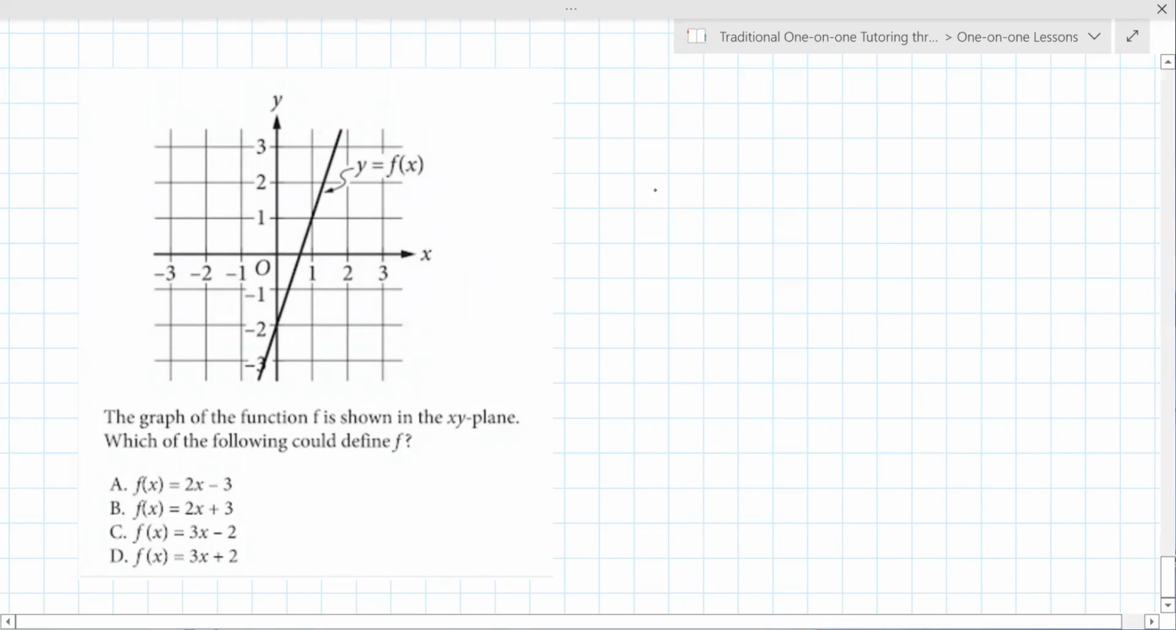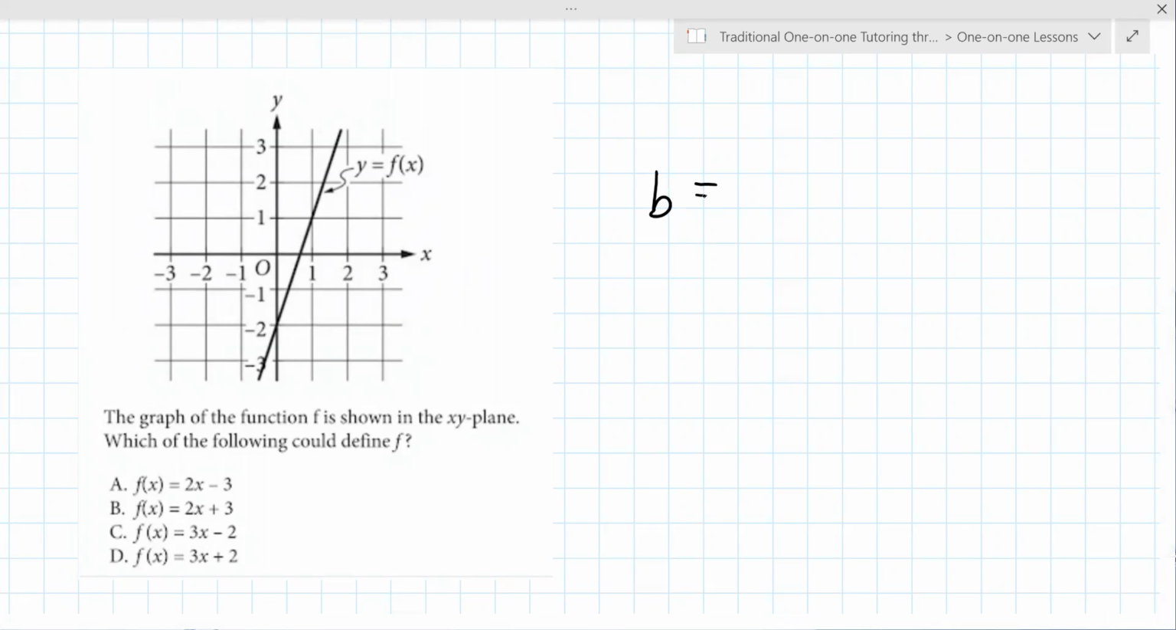Okay, what is the B value of the graph? The B value of the graph right there. That is 2. It is not 2. It does not cross at 2. It crosses at 3. It does not cross at 3.